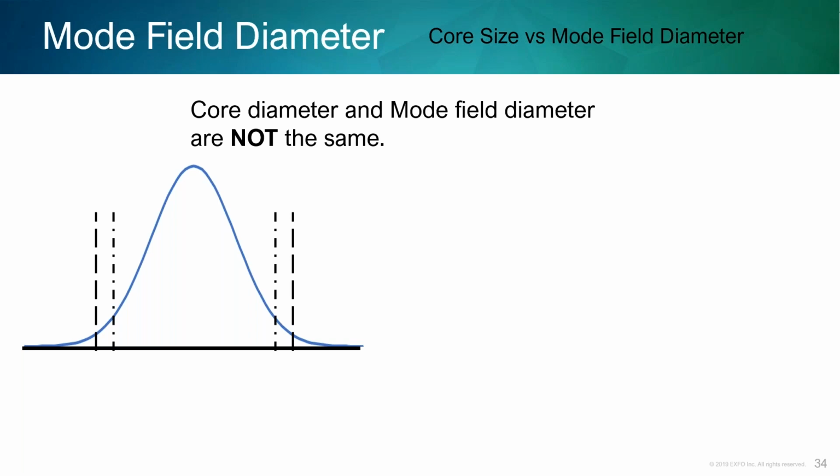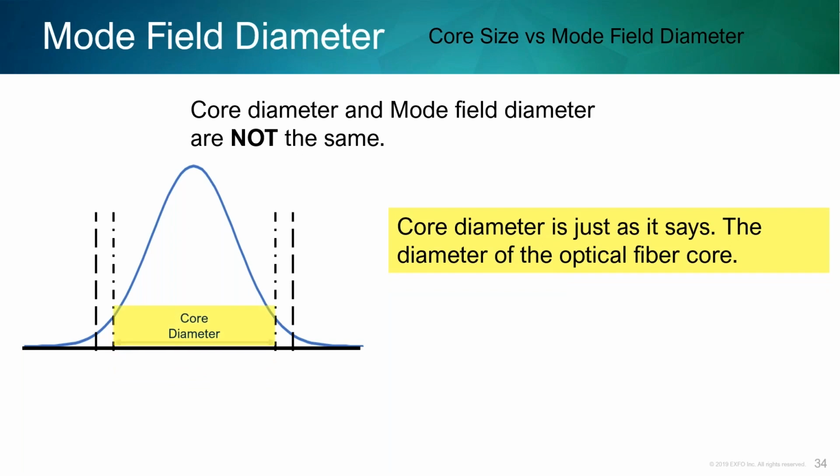G.657 glass has similar or the same core size as G.652 or standard fiber. They're both about 8.2, 8.3 microns, depending on the manufacturer. So they have the same core size, but why do we get gainers and losers when we go from bend insensitive to standard? Mode field diameter.